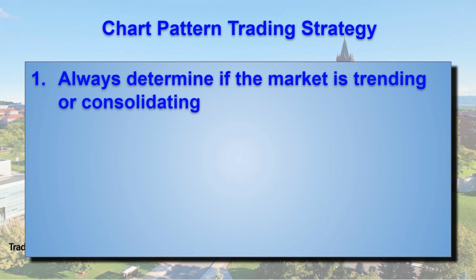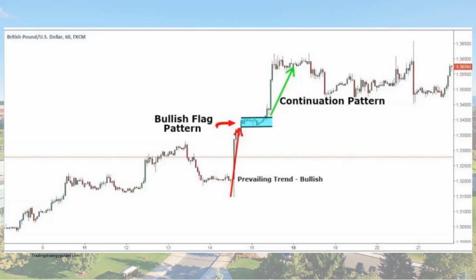Step 1, always determine if the market is in trending or consolidating mode. This step is important because many of these simple chart patterns appear to be reversals, but they are actually continuation patterns of an underlying trend. For example, a bullish flag pattern is a pattern that forms after a larger move up, and the pattern itself is just a brief form of relief or consolidation from the underlying trend before breaking new highs. Basically, the bullish flag pattern is a continuation pattern.